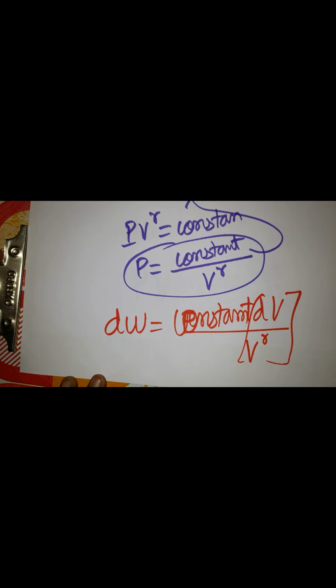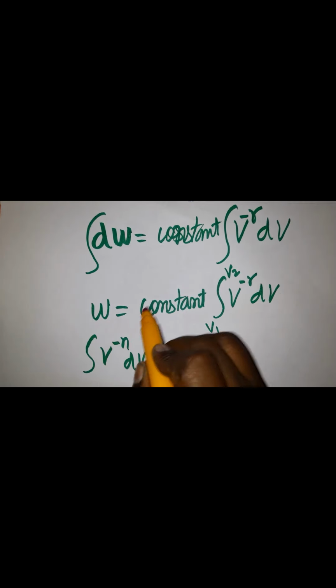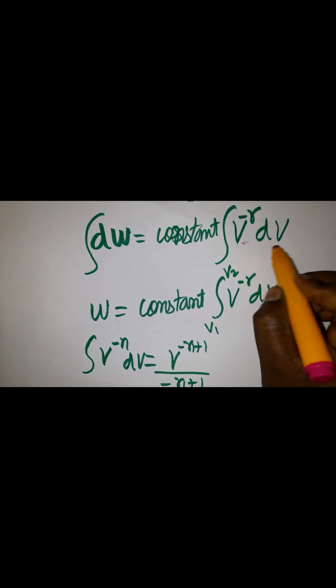See here, from the denominator to the numerator I have taken V^gamma, so plus gamma will become minus gamma. Integrating dW will become W, and we get constant times V^(-gamma) dV.